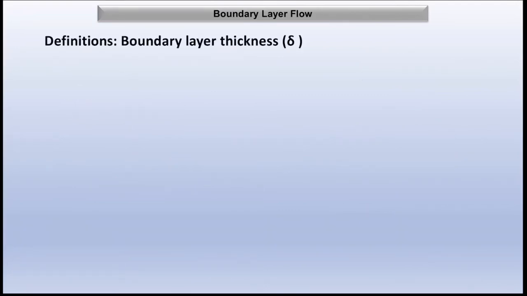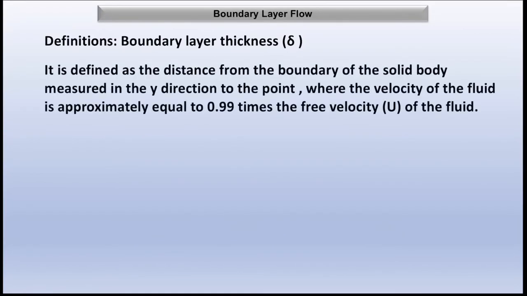So the very first definition we are going to see is about boundary layer thickness. Up to what thickness will this boundary layer exist in the flow? The distance from the boundary of the solid body, measured in the y direction, to the point where the velocity of the fluid is approximately equal to 0.99 times the free stream velocity U of the fluid. You can imagine this statement in your mind and it will be very clearly understood. This boundary layer thickness is denoted by delta.